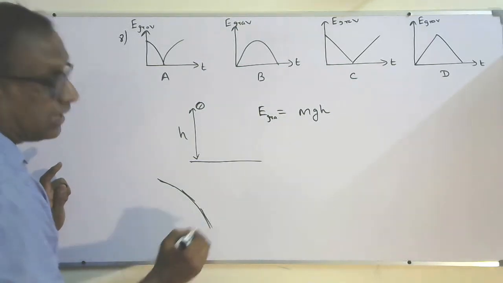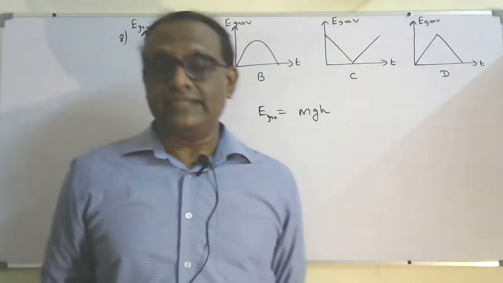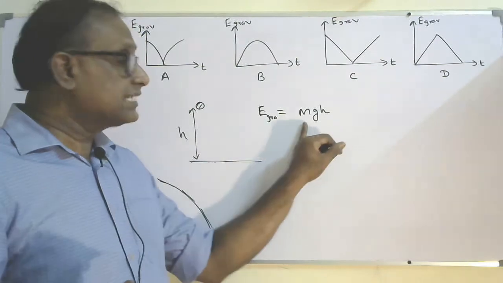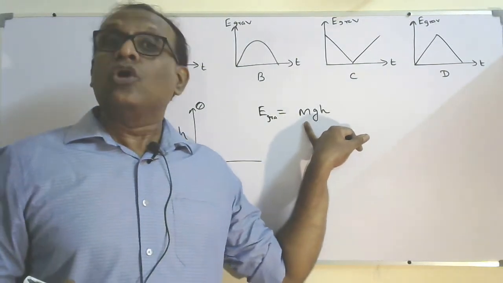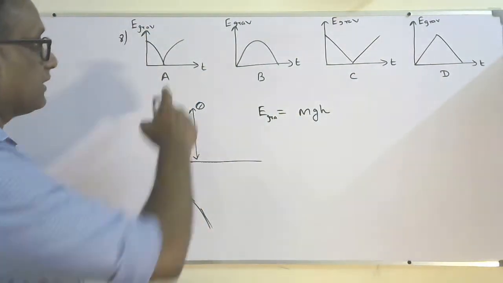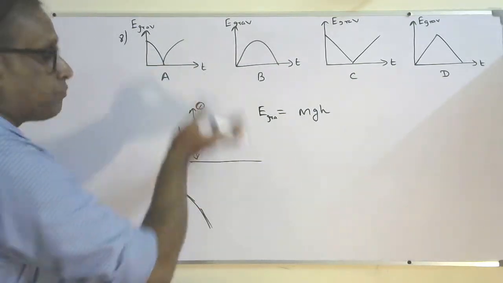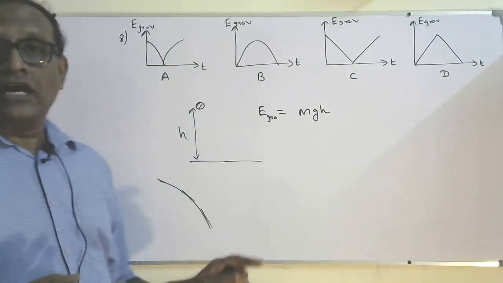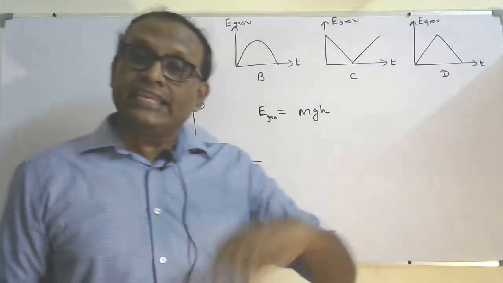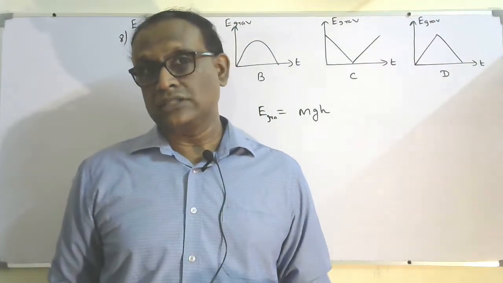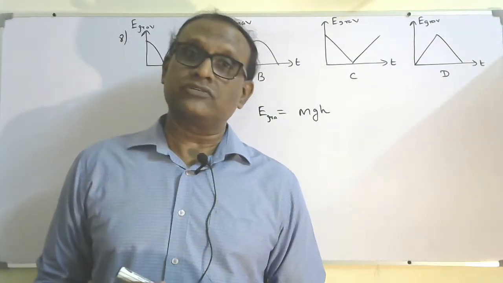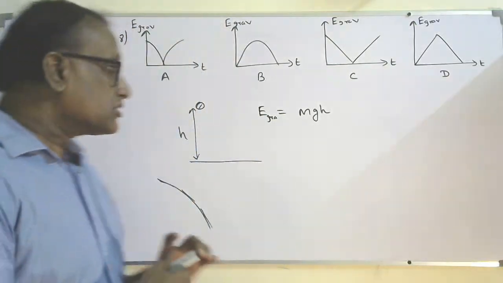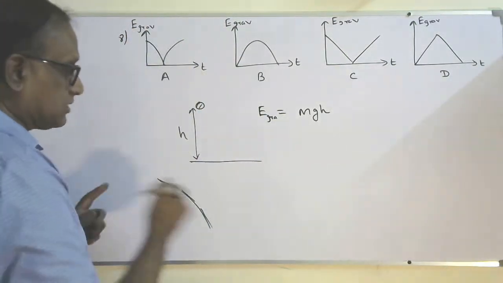So the rate of decrease in height is increasing, so the rate of decrease in gravitational potential energy will increase. After hitting the ground, the ball is moving up. So in the height-time graph, the rate of increase of height will decrease because the ball is going to decelerate because of the gravitational force. So the slope of the graph should decrease when it moves up.